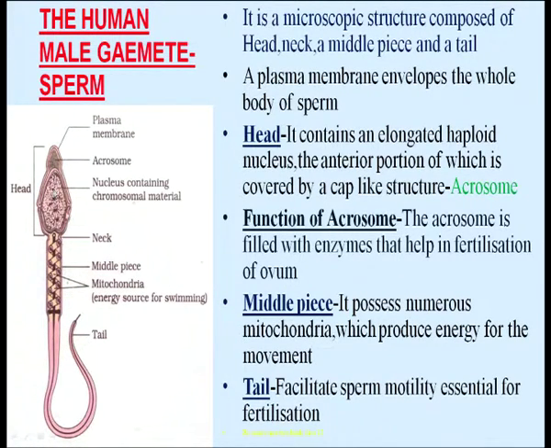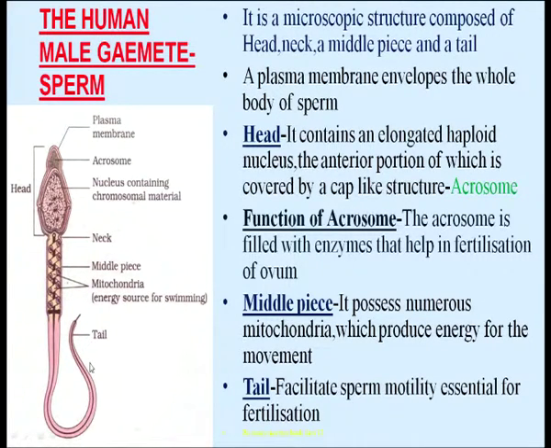First of all, the head. It contains an elongated haploid nucleus, the anterior portion of which is covered by a cap-like structure called the acrosome, and this acrosome helps the sperm enter the ovum. The acrosome is filled with enzymes that help in fertilization of the ovum. The middle piece possesses numerous mitochondria which produce energy for movement, and the tail facilitates sperm motility, essential for fertilization.